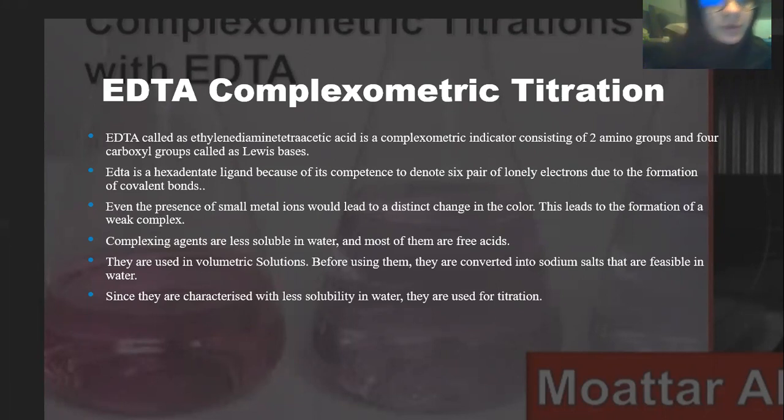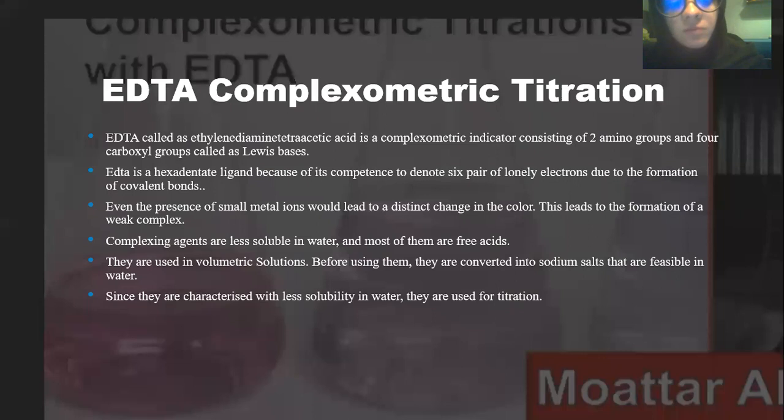Ethylenediaminetetraacetic acid is a complexometric indicator consisting of two amino groups and four carboxyl groups, called a Lewis base, which we already studied in the previous class. It is a hexadentate ligand because of its capacity to donate six pairs of lone pair electrons due to the formation of the covalent bond.